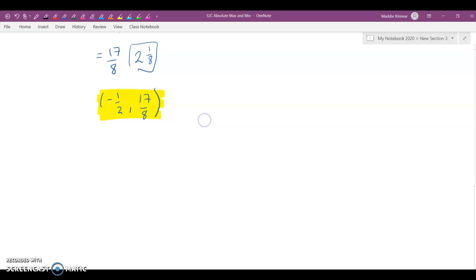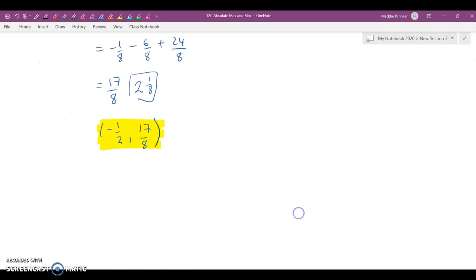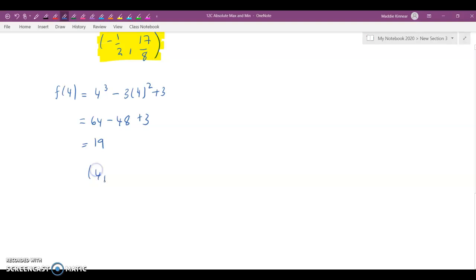maximums and minimums. We now need to also see what the other side of our endpoint is, so 4 needs to be subbed in. So we need to find f of 4, and f of 4 is going to be 4 cubed minus 3 lots of 4 all squared plus 3. So I'm going to go 64 minus 48 plus 3, which gives me 19. So I have the coordinate point 4, 19. So let's just highlight him as well.